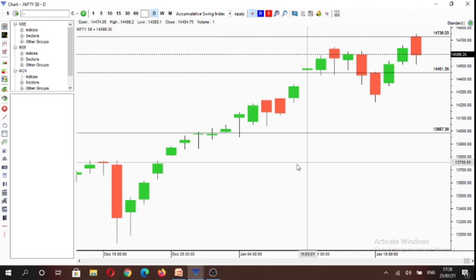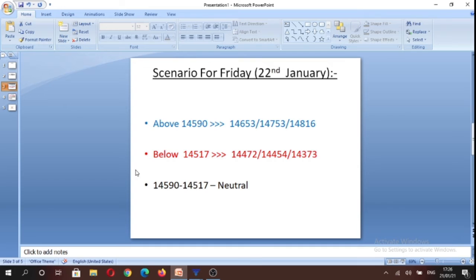So based on the daily time frame, we get the following scenario for tomorrow, that is 22nd January. Above 14,590 levels, we can trade towards 14,653 levels, 14,753 levels, and potentially 14,816 levels.